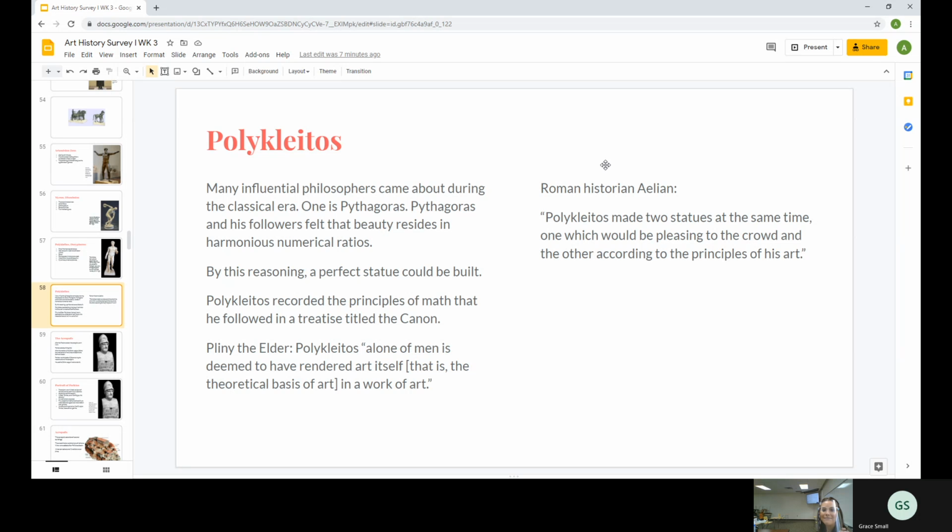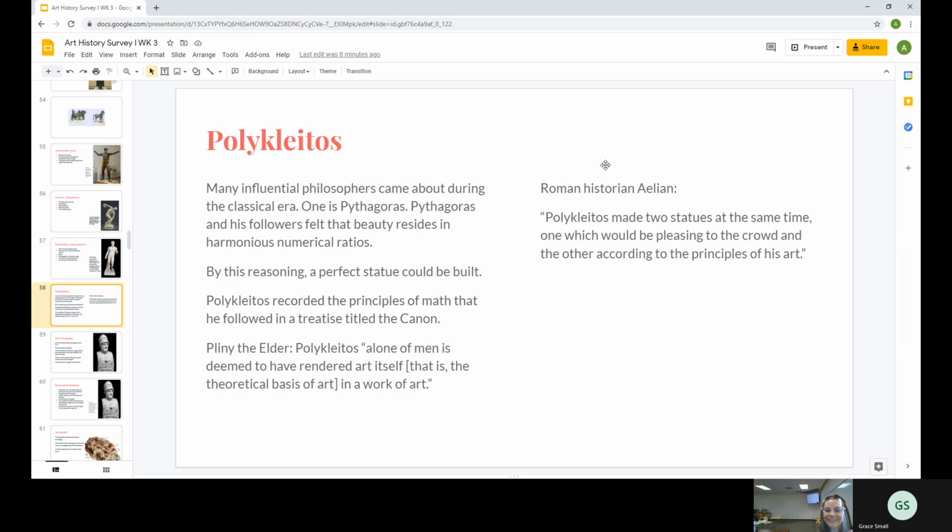So yeah, many influential philosophers come from this particular era of Greece. One of them is Pythagoras. I'm laughing. Polyclitus was one of Pythagoras's followers, which kind of makes sense. Polyclitus and Pythagoras felt like beauty resided in numerical ratios, and therefore, by that reasoning, the perfect statue can be built.